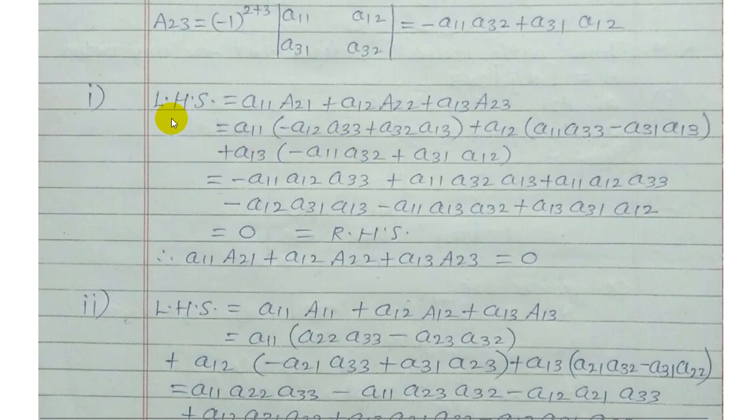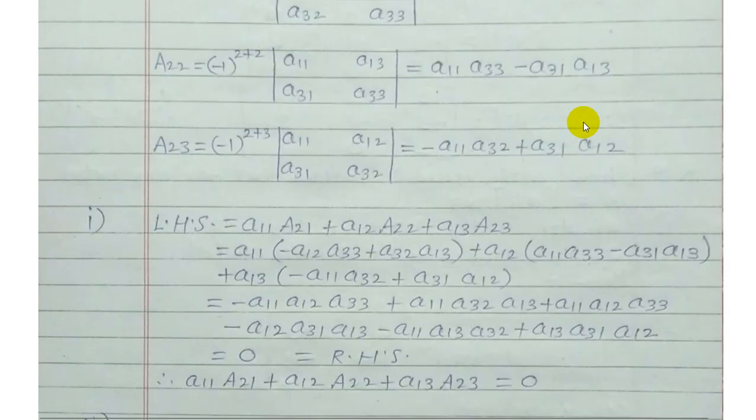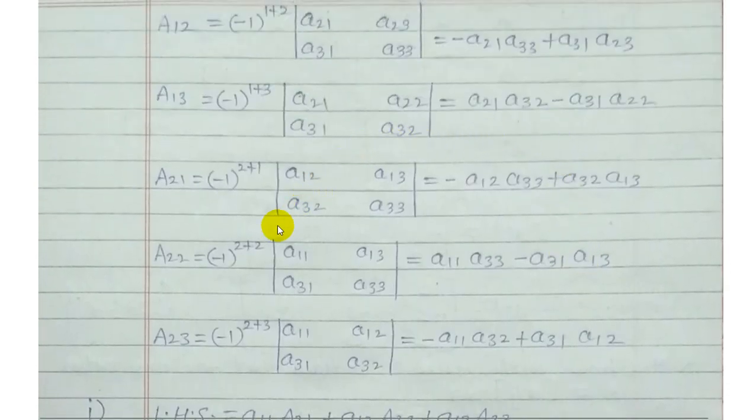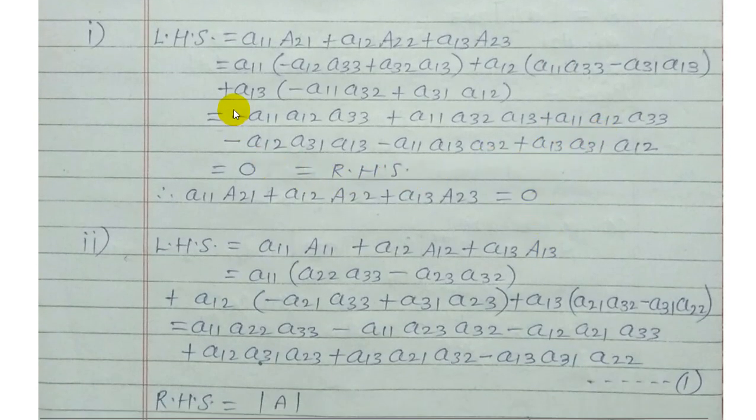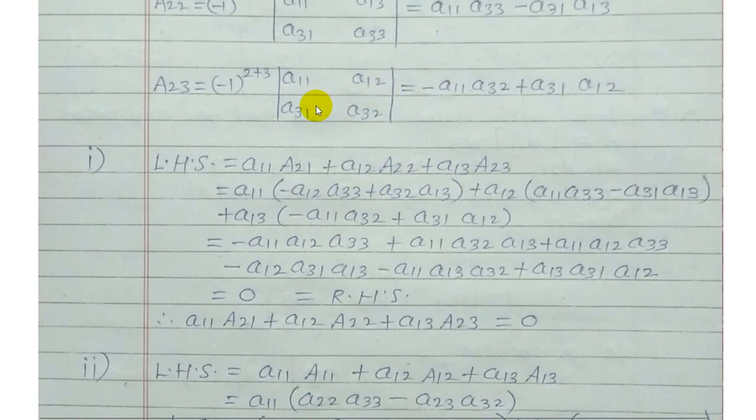Now taking the left hand side of the first proof, A11 A21 plus A12 A22 plus A13 A23. Substituting the values: A11 as it is, but A21 is this much, plus A12 as it is, the value of A22 is this much. From the cofactors of A22, you have to write the value from here. All the values are given, plus A13 into the value of A23 from this determinant. From here you have to write here.